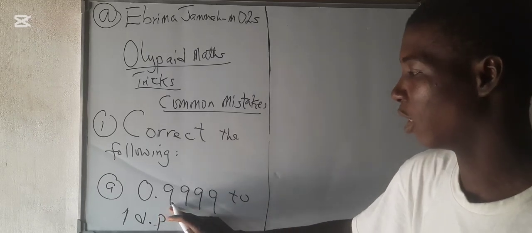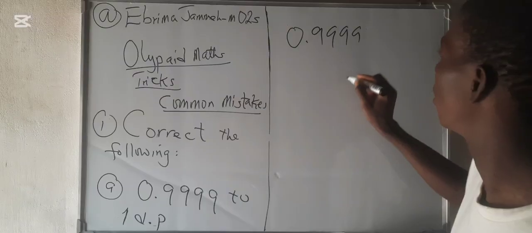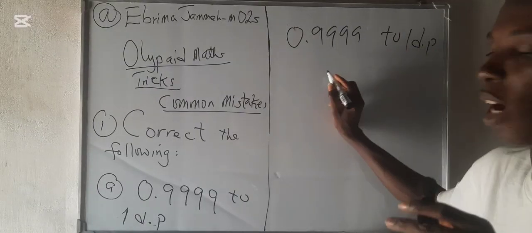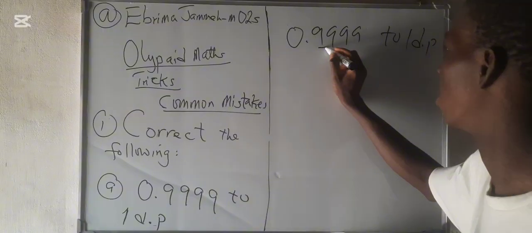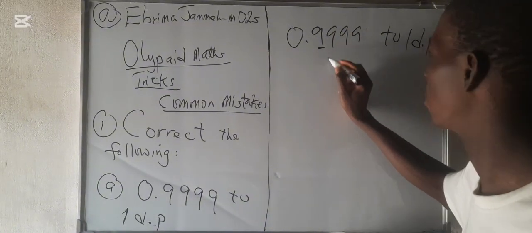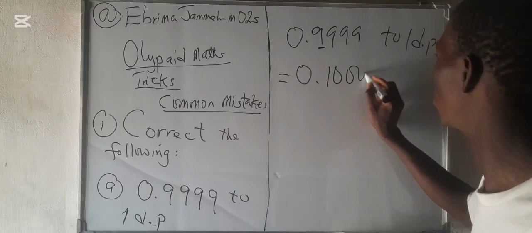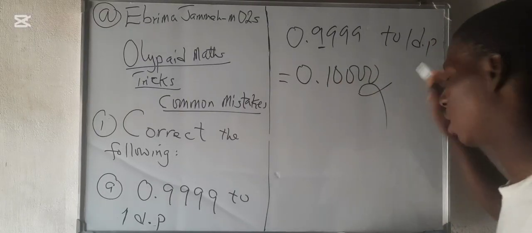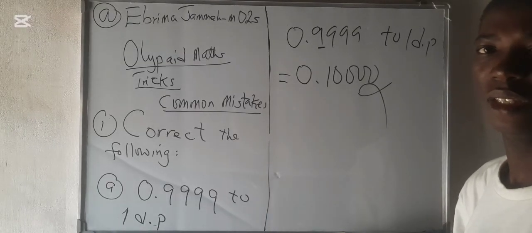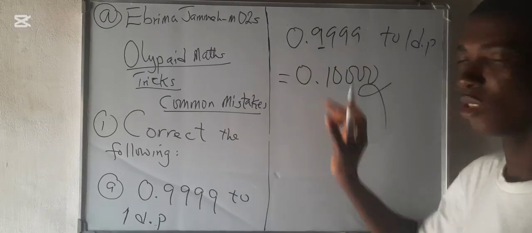1 decimal place. Yeah, this is where they are going to say 0.9999 to 1 decimal place. They say the number next to it is more than 5, so our final answer will be 0.10000. This is automatically wrong. This is absolutely wrong. Come, let me show you how to solve this problem.